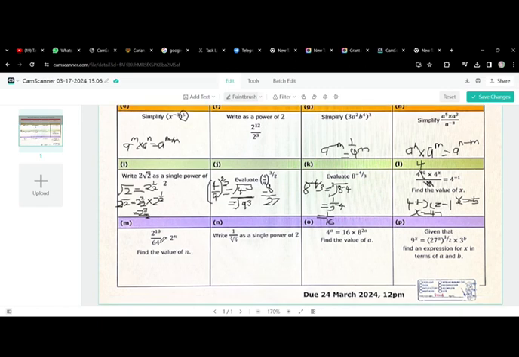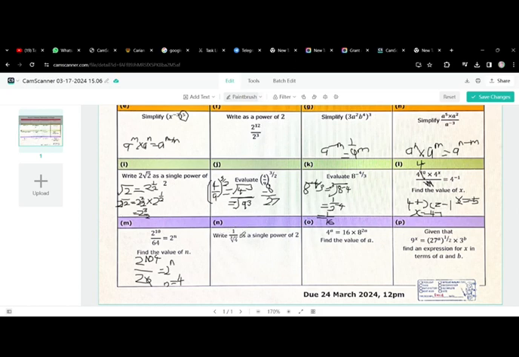So we can see that we have to find the indices of n, but the base number is not the same. So we use 64, divide by 2, and we'll get 2 to the power of 6. So 2 to the power of 10 over 2 to the power of 6 equals 2 to the power of n. So we cut this off and this off, we'll get 2 to the power of 4 equals 2 to the power of n. So if we extract the indices, n equals 4.